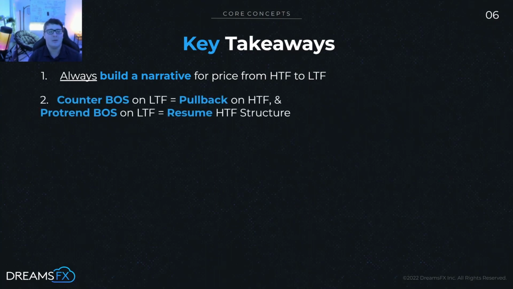Second thing, a counter BOS on a lower time frame equals a pullback on a higher time frame. So if you are bearish on the higher time frame and you have an internal BOS that is now not aligned with sells, that tells you you're going to have a pullback on your higher time frame. Likewise, a pro trend BOS on a lower time frame, once you're finishing that pullback, that's going to be making those new lower lows, and it aligns with your higher time frame, that tells you it's going to be resuming the higher time frame structure.